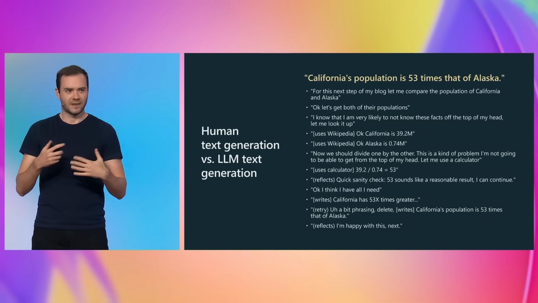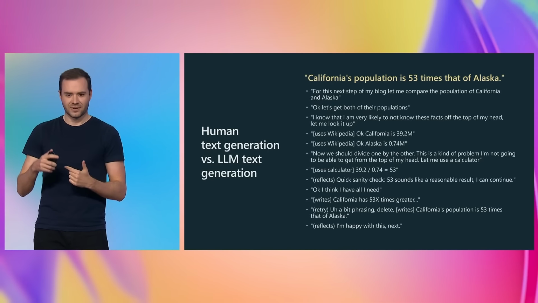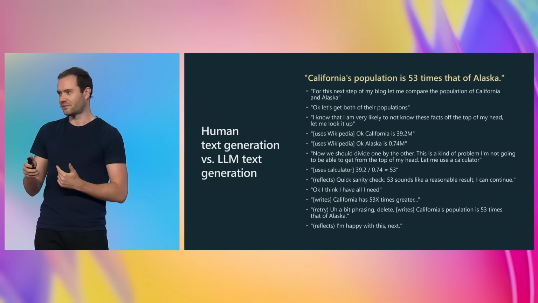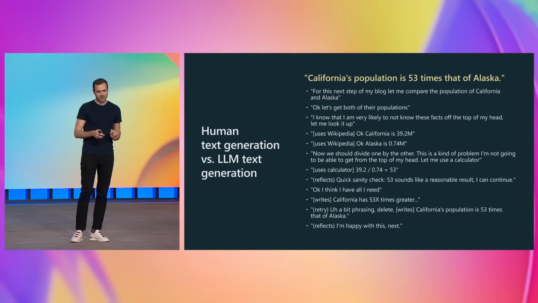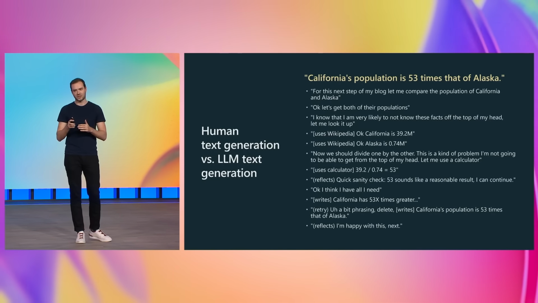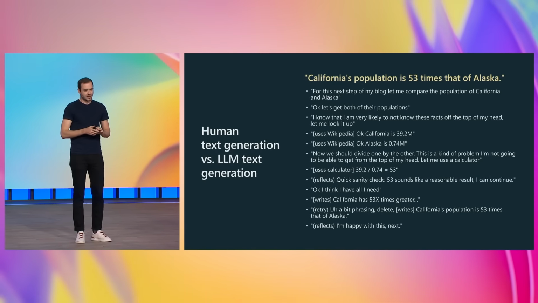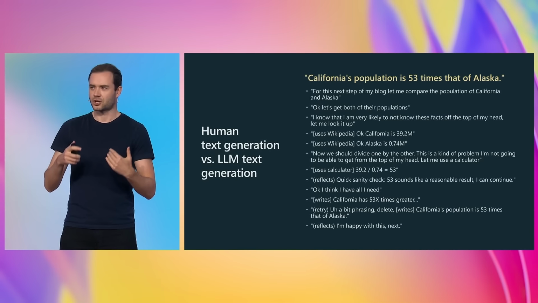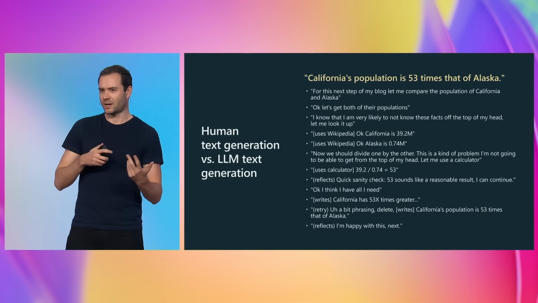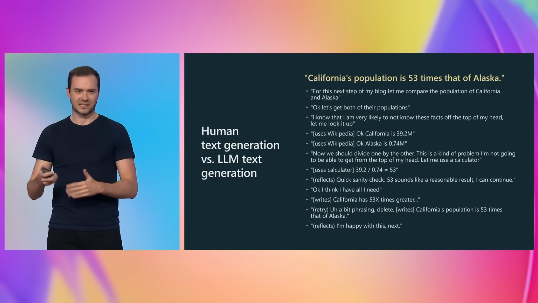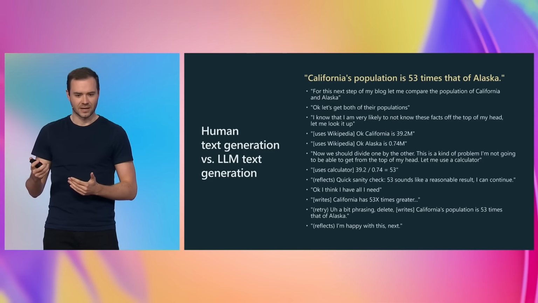Now I know that I should divide the two, but again, I know that dividing 39.2 by 0.74 is very unlikely to succeed. That's not the kind of thing that I can do in my head. And so therefore, I'm going to rely on a calculator. So I'm going to punch it in, and see that the output is roughly 53. And then maybe I do some reflection and sanity checks in my brain. So does 53 make sense? Well, that's quite a large fraction, but then California is the most populous state, so maybe that looks okay.